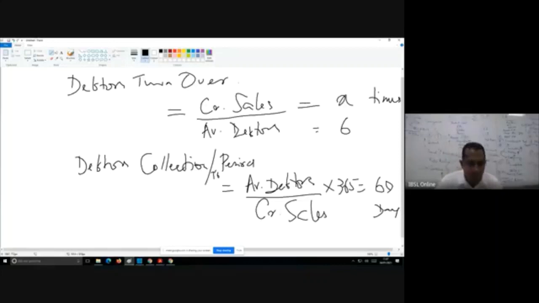So it indicates how good your debtors are. You sell and you collect fast. So number of days, if it is low, that is better efficient. If the times are high, it is better efficient. Instead of 6, if it is 10, that is better. Instead of 60, if it is 30, that is better. If your debtors are stagnated, it is very difficult to collect debtors, then your number of days increases.